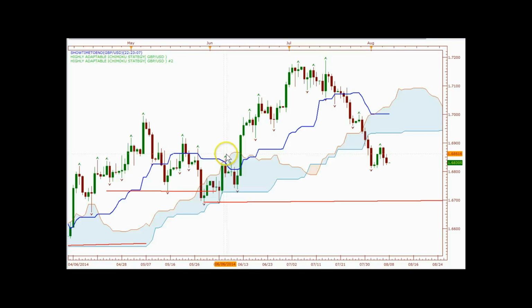And also, fractal levels do not repaint themselves. A fractal level is there if it's there. It is what it is. You cannot change it. All right, so there's your fractal level, and then the price broke it and broke outside of the cloud. That's a good trading opportunity there.